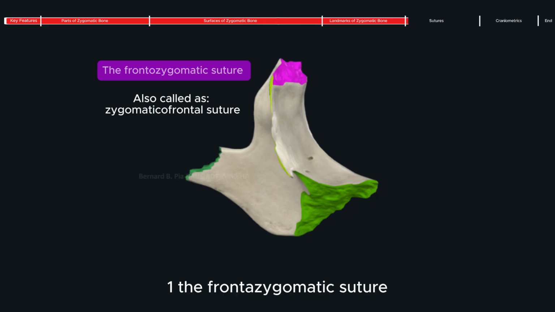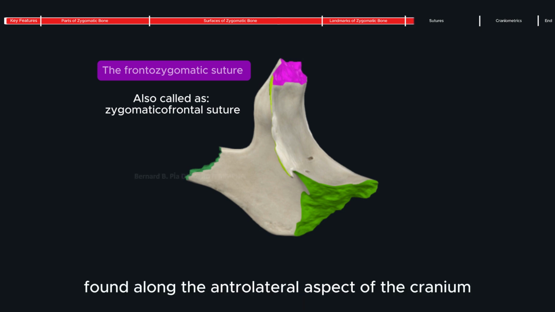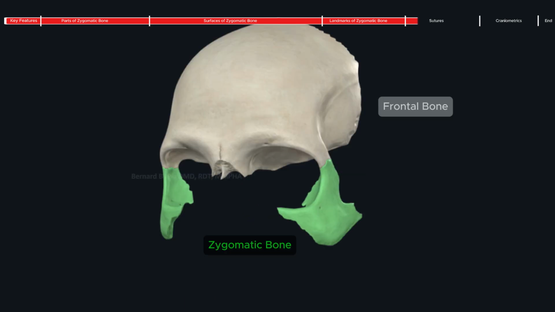Sutures. 1. The frontozygomatic suture, or zygomaticofrontal suture, is a fibrous joint found along the anterolateral aspect of the cranium. It is the articulation site located between the zygomatic process of the frontal bone and the frontal process of the zygomatic bone.